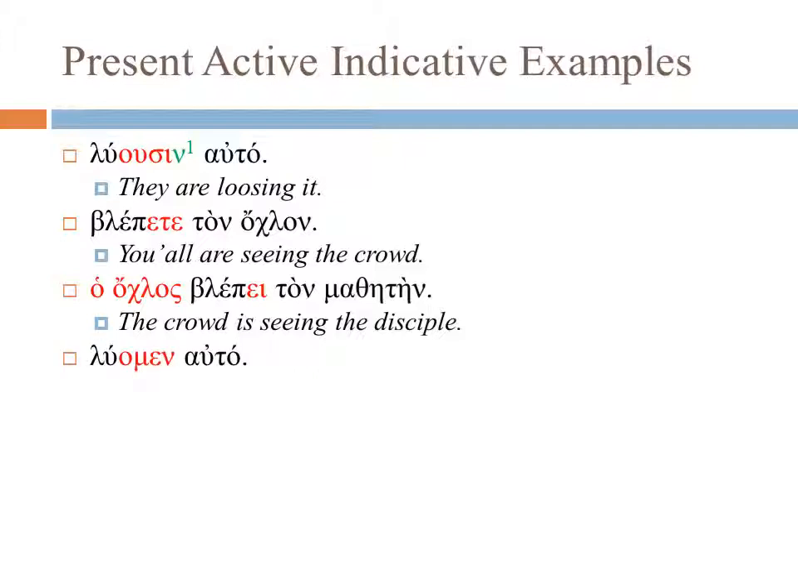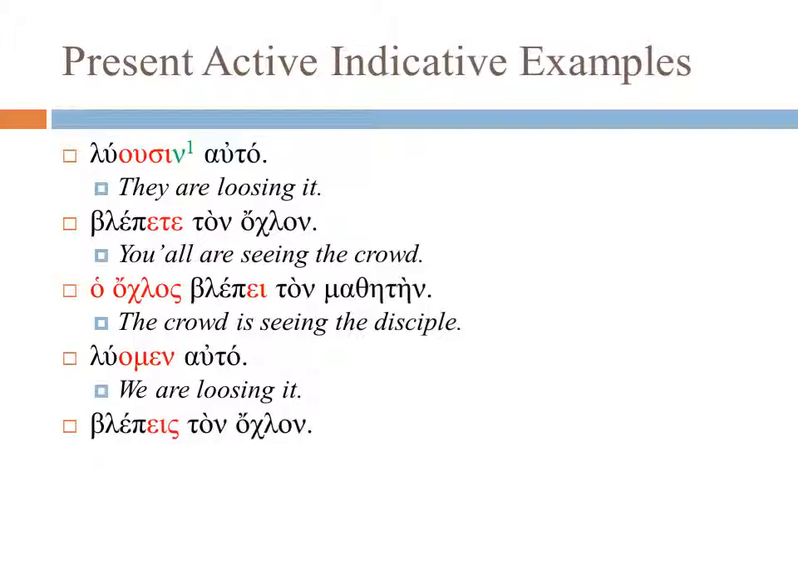Luomen auton. This men, remember men, a group of men walking? This is we. We are men. And this omicron here is the vowel that I've included. So we get luomen auton. We are loosing it. Okay? We, because we have this ending, men.